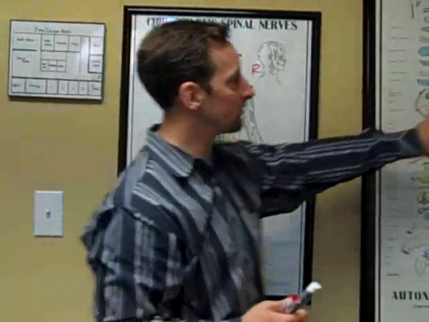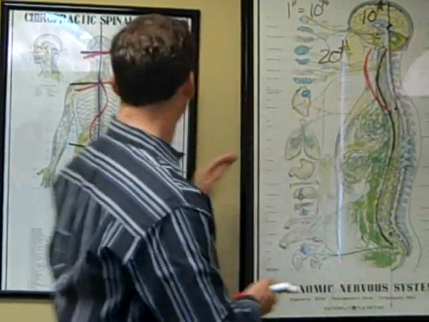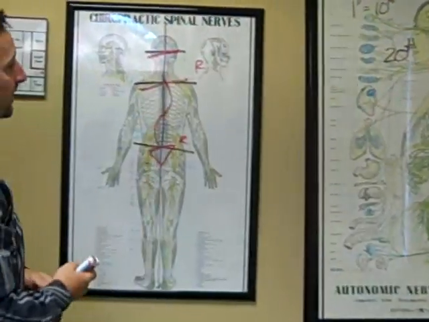So we need to fix the curves in this dimension first, so we can then absorb gravity, get the head back on top of the shoulders so the spine's strong again, and then secondly, work on correcting the spine in this dimension.